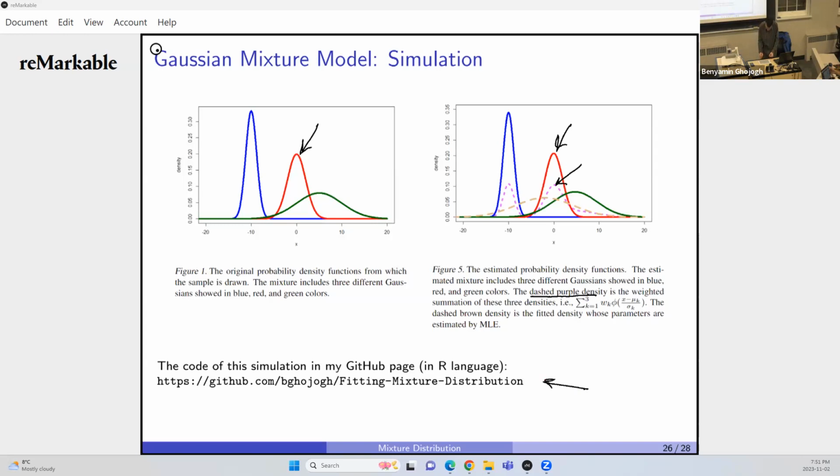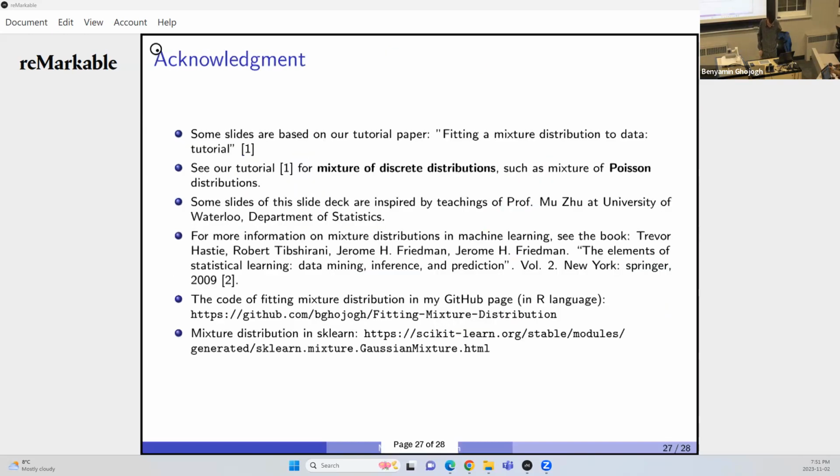And on the GitHub page, you can go and see my code in R for that. So some slides are based on our tutorial paper, Fitting a Mixture Distribution to Data: Tutorial. As far as I remember, I wrote it in my second year of PhD. This tutorial paper has additional things. It's not just this, it has mixture of Gaussians, the Gaussian mixture model, for multivariate Gaussians also.